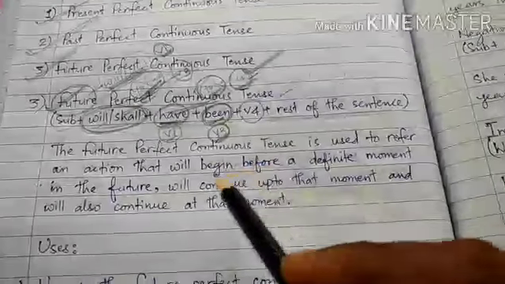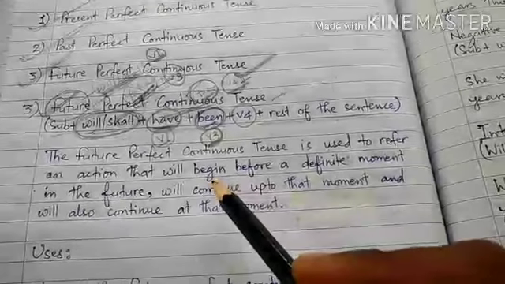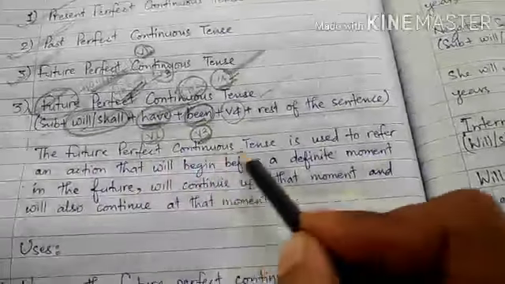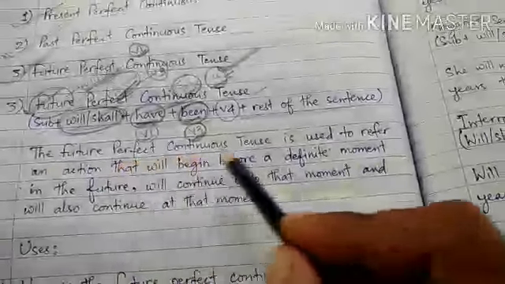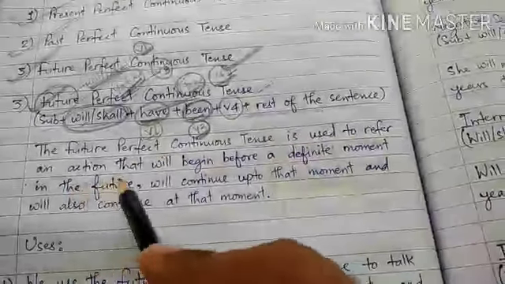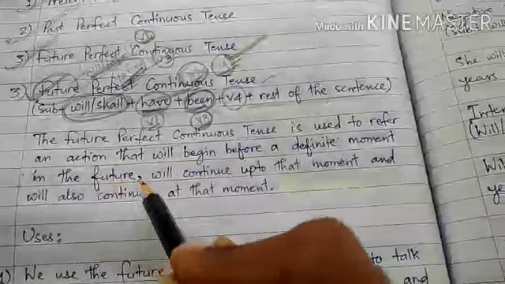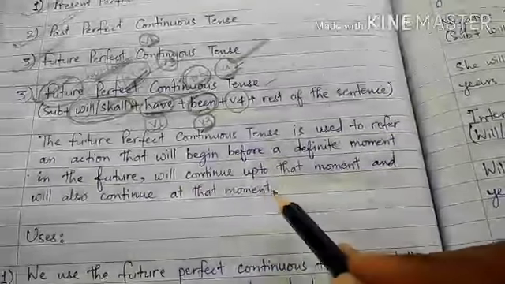But before that, let us understand what does the future perfect continuous tense tell us about. Okay, the future perfect continuous tense is used to refer to an action that will begin before a definite moment in the future, will continue up to that moment and will also continue at that moment.